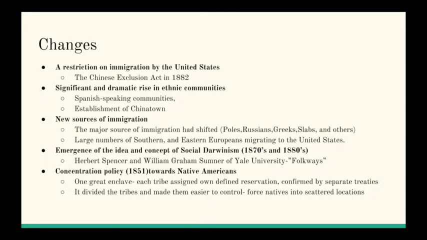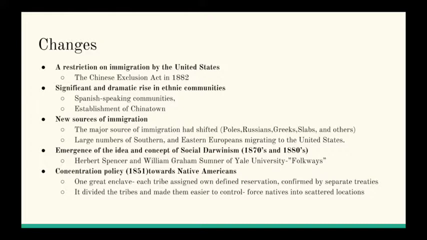Starting off with my changes, one change was a shift to a more restrictive immigration policy. The Chinese Exclusion Act is an example of this because it banned Chinese immigration to the United States and it barred the Chinese migrants already in the United States from becoming naturalized citizens. This significantly reduced Chinese immigration to the United States.